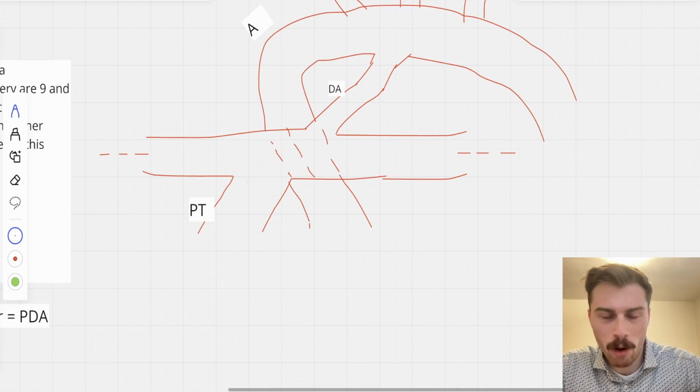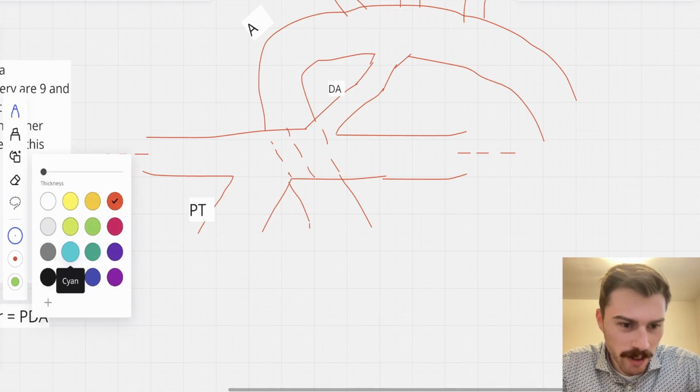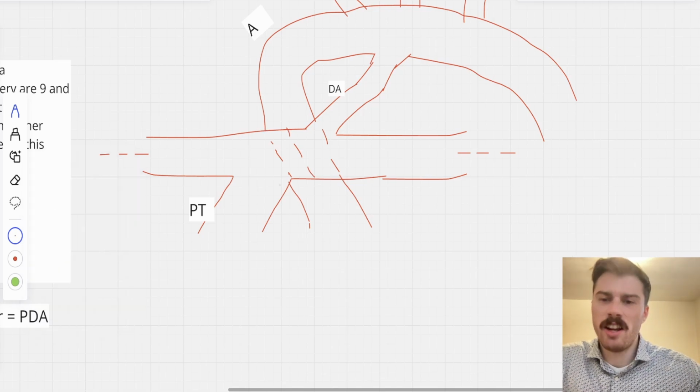So in our fetal circulation, and I'm going to use a different color for this, if I can figure out how to do that. Perfect. Love it. We're going to use blue for blood. That's the first thing I think of when I think of blood. Yeah, oxygenated. Sure, why not?